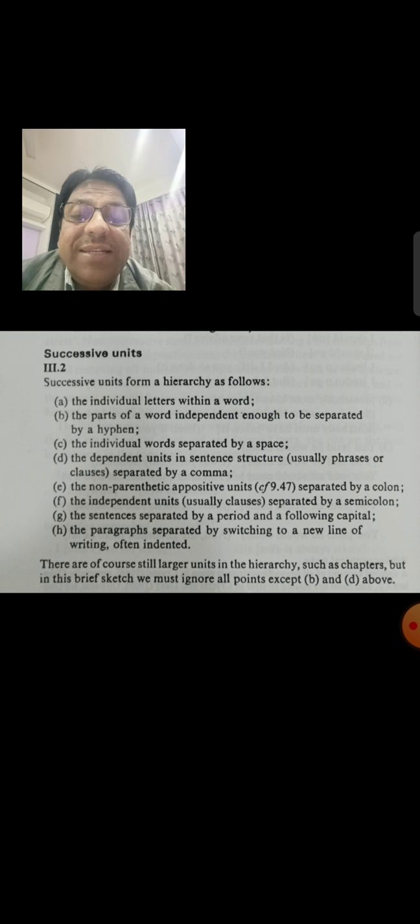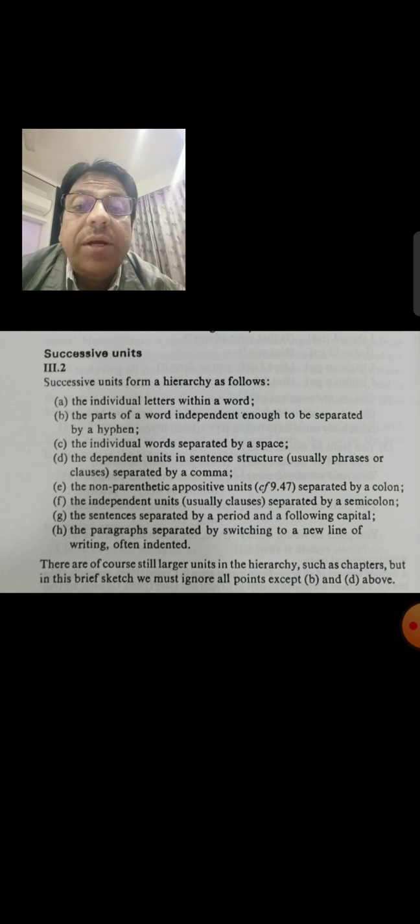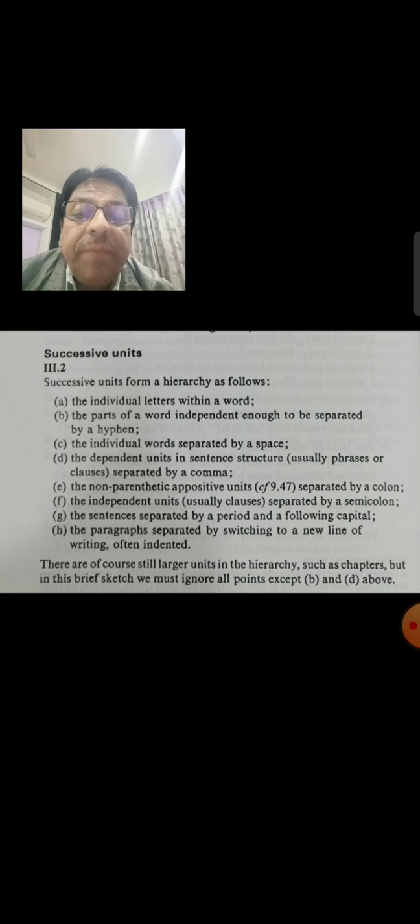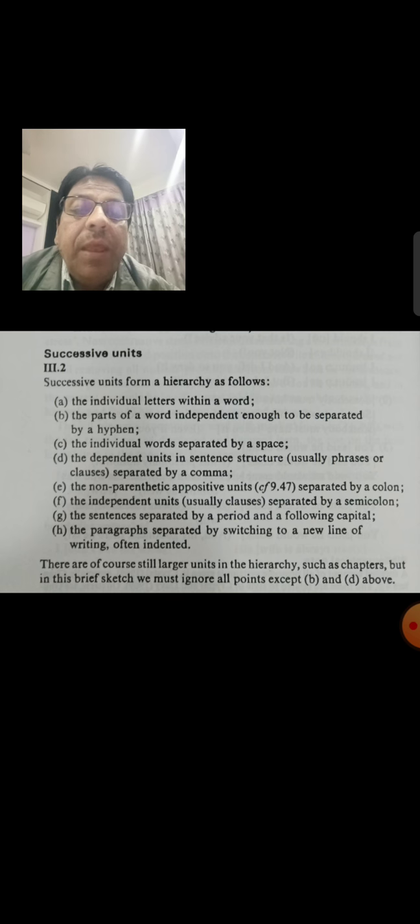Then we have sentences separated by a period in American English and full stop in British English. So the semicolon, sentences separated by a period and following a capital. Then there are paragraphs separated by switching to a new line of writing and often indented. So there are more. We can go on. We can include chapters, etc. But that is beyond the scope of this chapter.